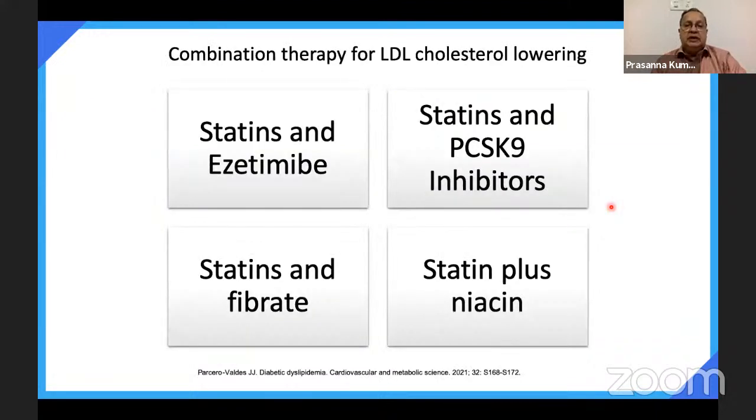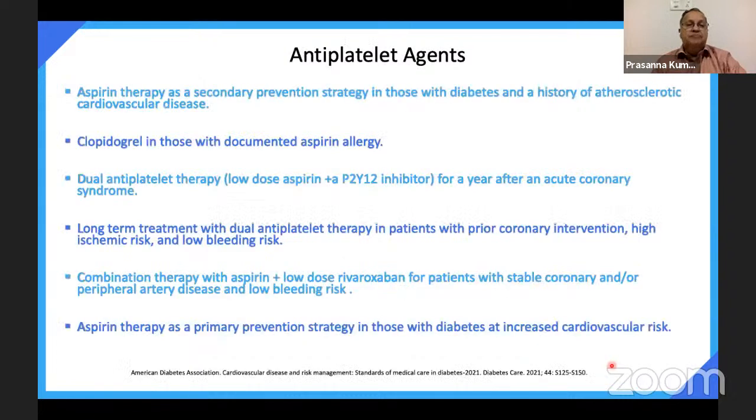In spite of using statin, if the LDL cholesterol doesn't reach the target, then you can use statins with ezetimibe, or statins with PCSK9 inhibitors, which is not yet available in India. You can also use statins and fibrate when there is a mixed dyslipidemia, because fenofibrate reduces the triglyceride, and statin reduces LDL cholesterol more than the triglyceride. Of course, cardiologists are very happy using statin plus niacin, but because a higher dose of niacin affects blood sugar, we don't use much of that.